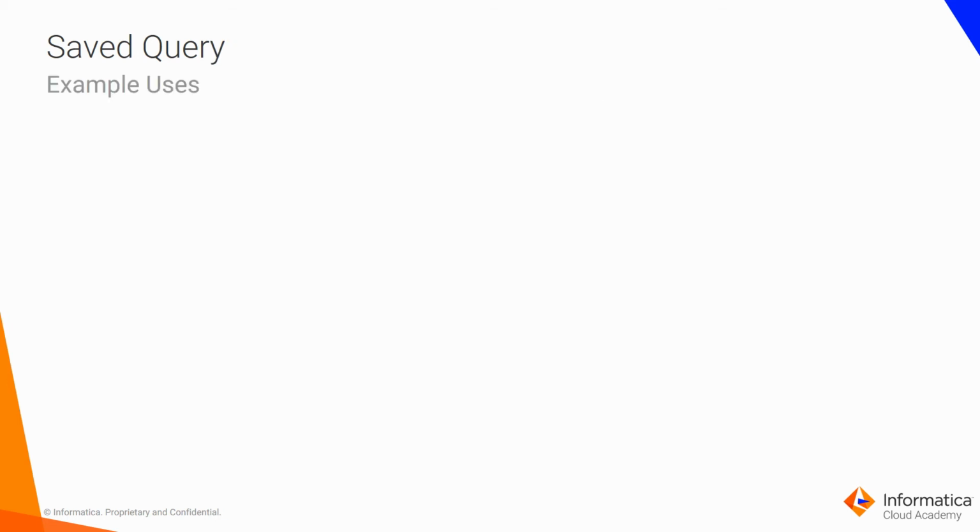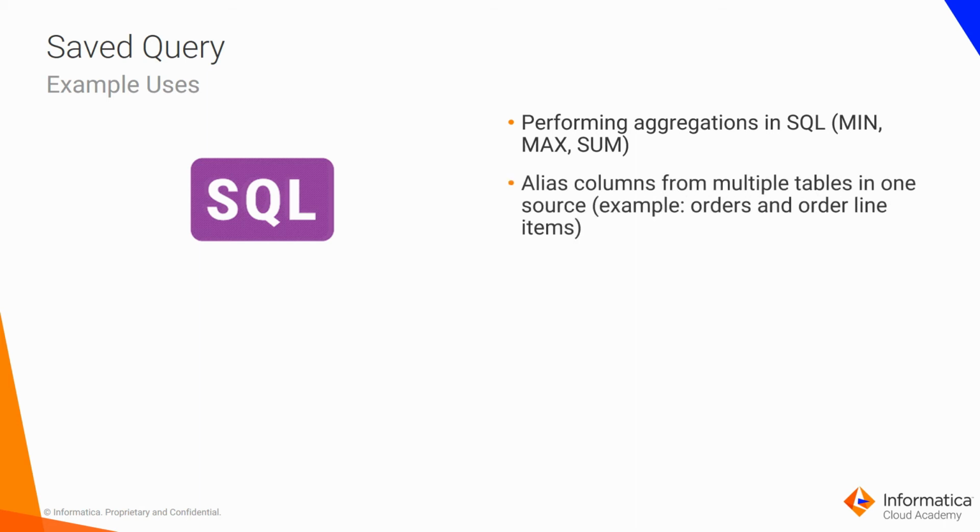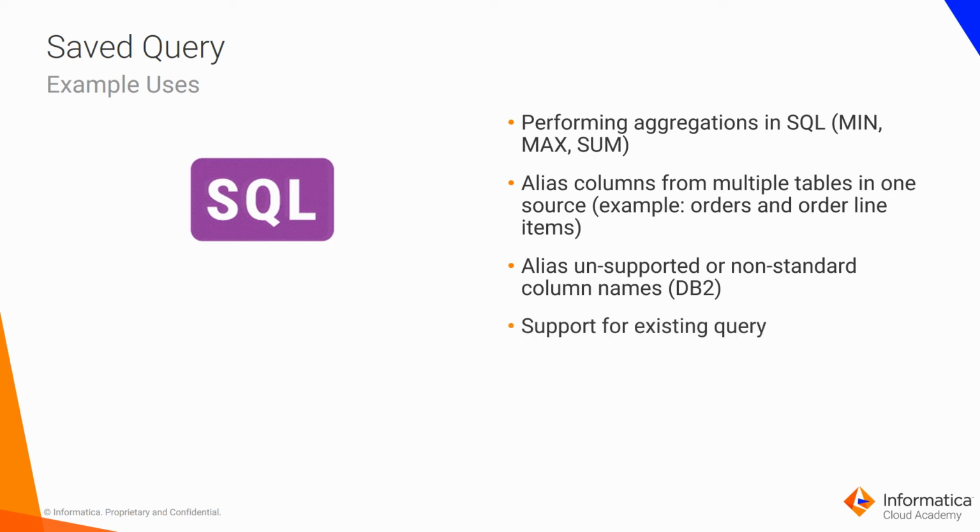So, some examples of where you might use a saved query. You might want to perform aggregations in your SQL, so using the SQL min, max, or sum functions. Sometimes you would want to alias column names, so maybe alias columns for multiple tables into one source. An example there might be your orders and order line items. You may also want to alias column names if they are unsupported or are in non-standard format, for example, if they start with a special character. You may also use it if you have an existing query. So if you have a query that has been used in another application and you want to bring it into Informatica Cloud, you can do that with a saved query.